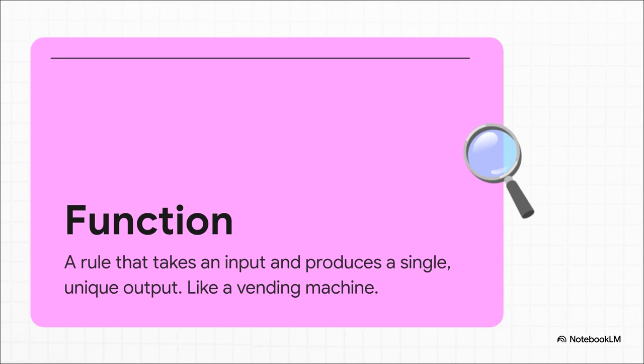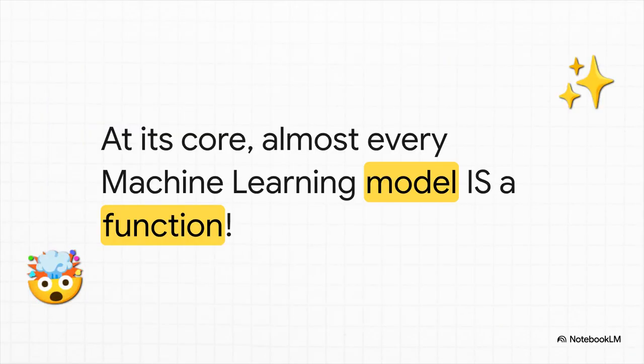The vending machine analogy is perfect for this. You punch in code C4, you get chips. Every single time. You'll never put in C4 and get both chips and a candy bar, right? It's always one specific input, one predictable output. And here it is. This is the big aha moment. When you strip away all the jargon and all the complexity, pretty much every machine learning model is a function.